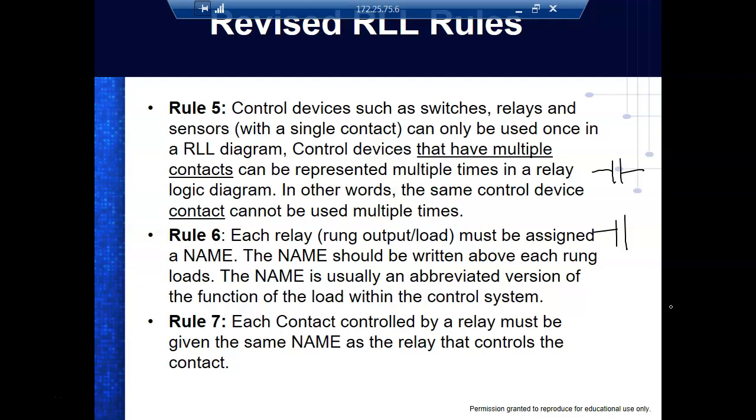So a lot of ours we call CR, which means it's a control relay. M would be a motor starter or a contactor. But when you looked at the USCL prints, you noticed they had more detailed names that would not fit inside the coil symbol, so they wrote those above. Rule 7, each contact controlled by a relay must be given the same name as the relay that controls the contact. And we just showed y'all that in our example.